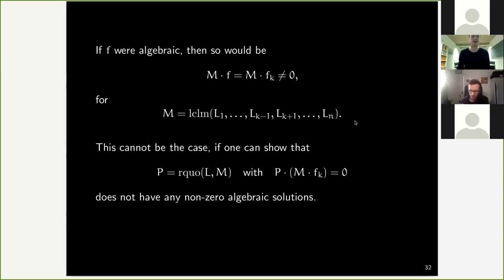And so the result of applying this operator to F is different from 0 by minimality of our operator L. And we can now construct from this operator and from the operator L another operator P, which is smaller and which annihilates M applied to Fk. And if we can show that P does not have any non-zero algebraic solutions, this is a proof that F is transcendental.